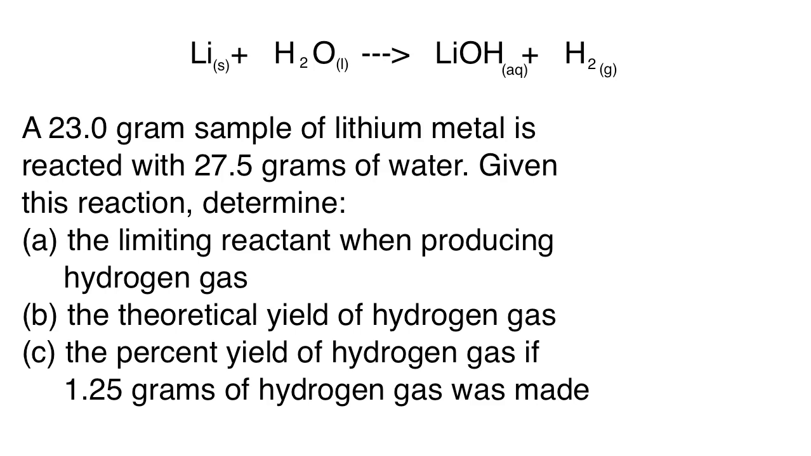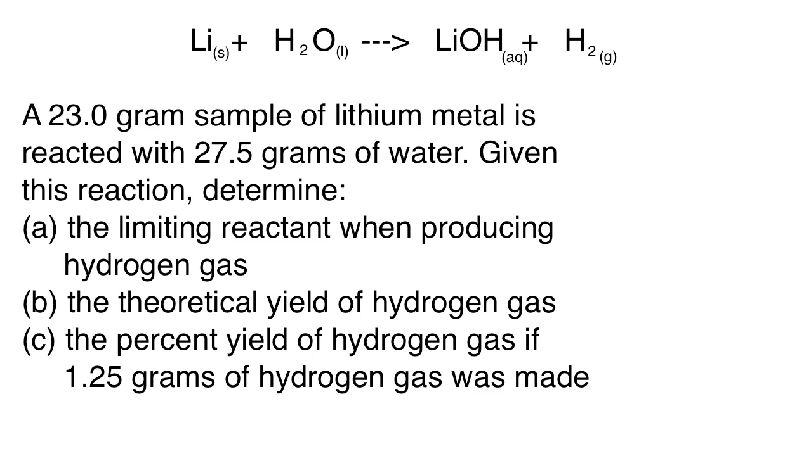Then in B, what is the theoretical yield of hydrogen gas? Based on the amounts given in this problem, how much hydrogen gas could I theoretically produce? That's my theoretical yield. And then C, once I've obtained the theoretical yield, the percent yield of hydrogen gas if 1.25 grams of hydrogen gas was made. So what is this saying?